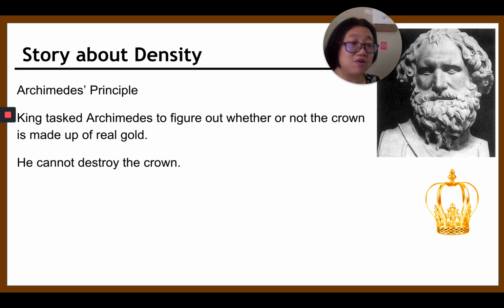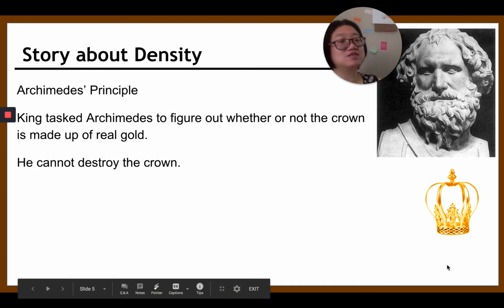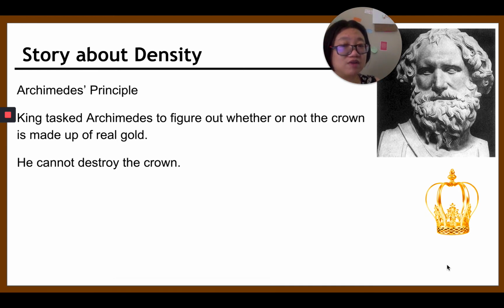Want to figure out whether the crown is real gold or not. And the test that the king said is you cannot destroy the crown. You cannot melt it into a spear shape or cube shape to measure. You have to keep the shapes the same. If you look here, you will see that the crown is quite an irregular shape. It is really hard to measure out its volume.